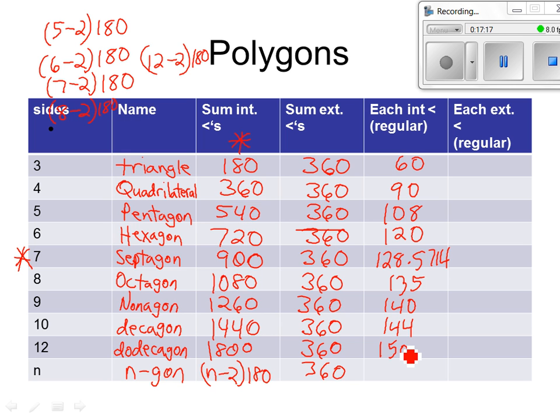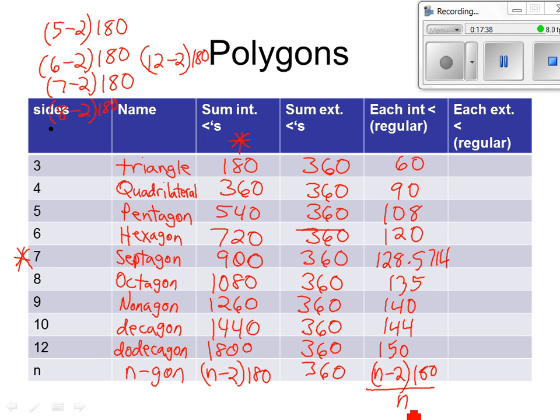What's happening each time? It's getting bigger. What's it going to keep getting closer and closer to? Not 360, 180, because once it gets to 180, it's going to have to stop, because then it's not going to be a polygon anymore. Down here, it's just going to be n minus 2 times 180 divided by n for any n-gon.